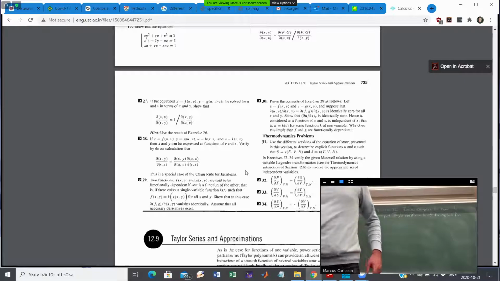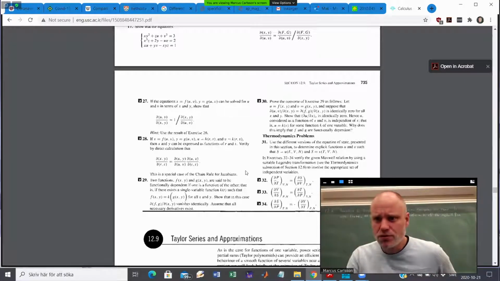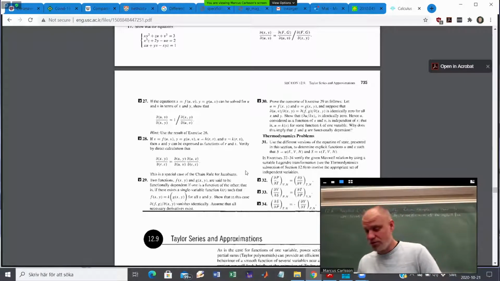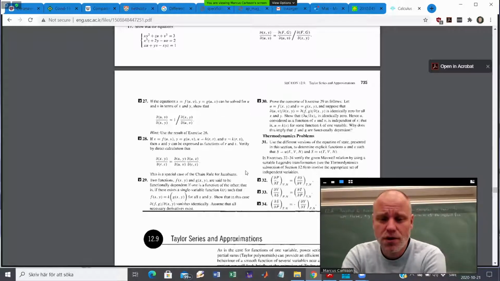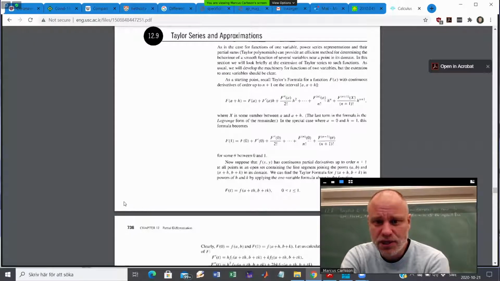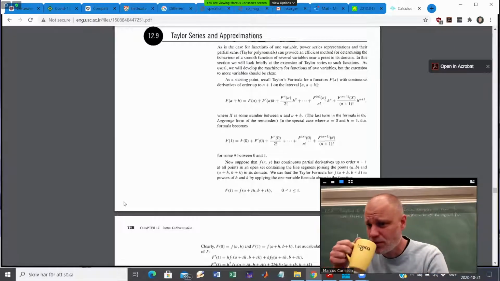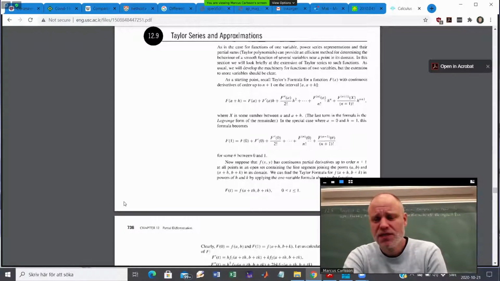I wrote there, know how to compute the Taylor coefficients of the implicit function. Moving on to Taylor series. With the Taylor coefficients, I just mean the derivatives to some degree.